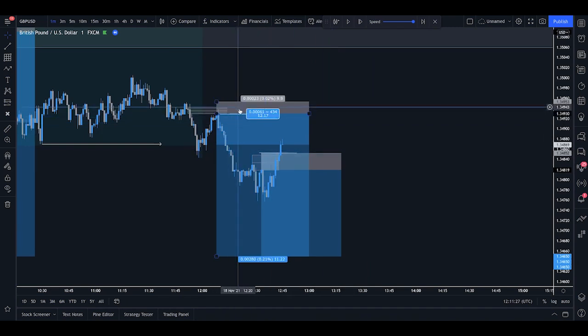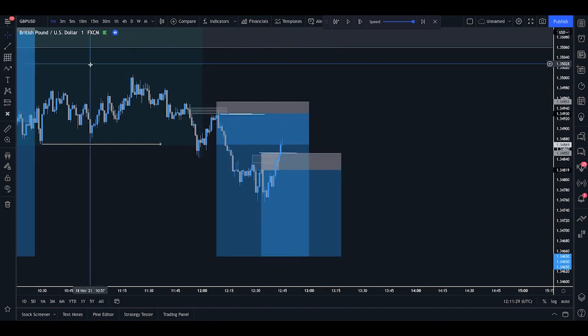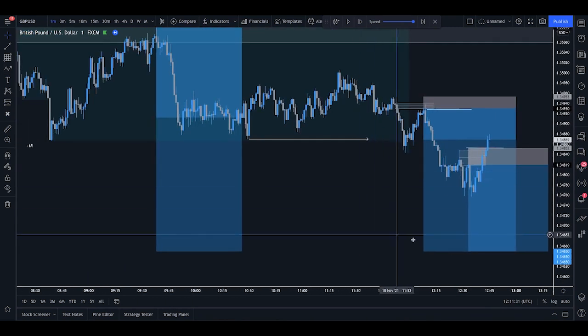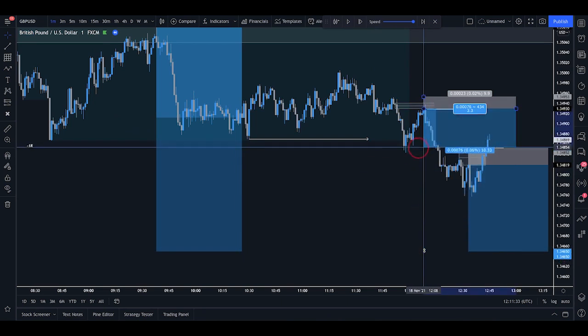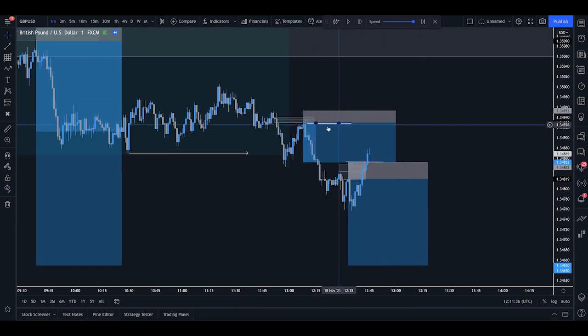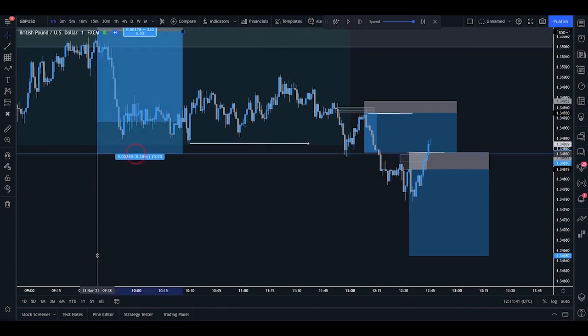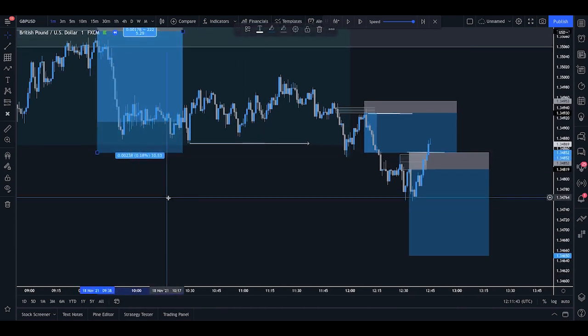So here we have been taken out of this position, at this level here. So let's scale these up. We have a -1R loss on the final position. We have a plus 3.4R win on that second position. And on the first position, we have a 5.3R win.